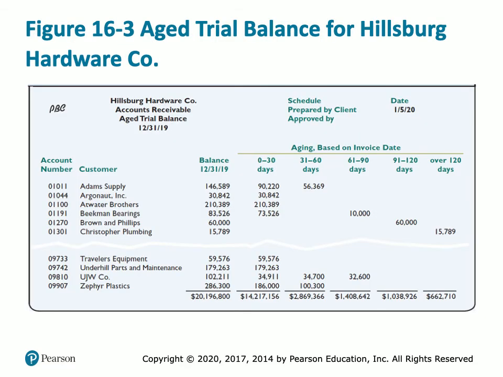Okay, so here's an example of an aging. You can see that Christopher Plumbing is over 120 days, so you'll want to spend quite a bit of time with that, as well as Brown and Phillips at 60.